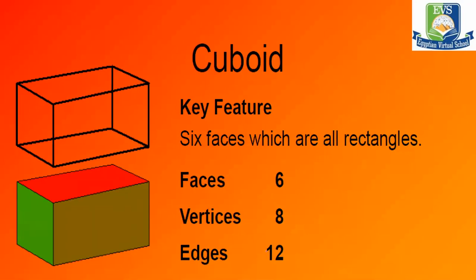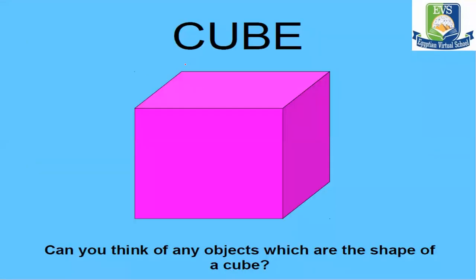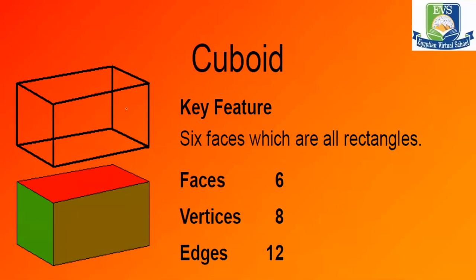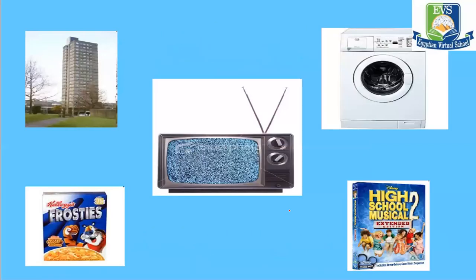The second shape with us today is the cuboid. It's exactly like the cube, but the face of the cube is square, and the face of the cuboid is a rectangle. The cuboid also has 6 faces, 8 corners or 8 vertices, and 12 edges, like the cube. Everything is like the cube, but they are different in faces. Let's see some objects that look like the cuboid.